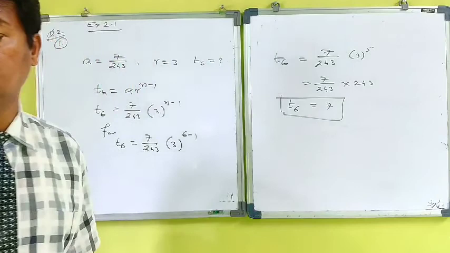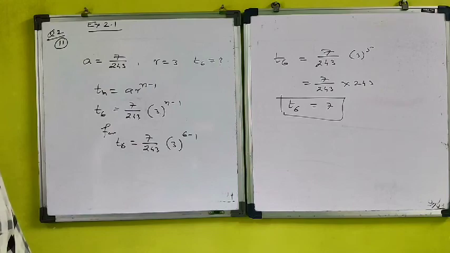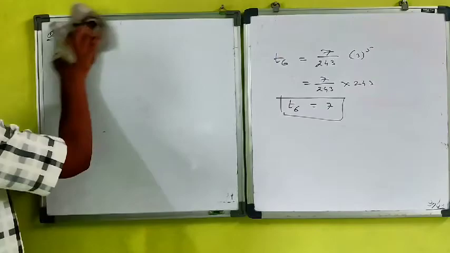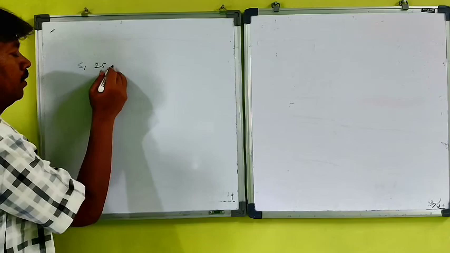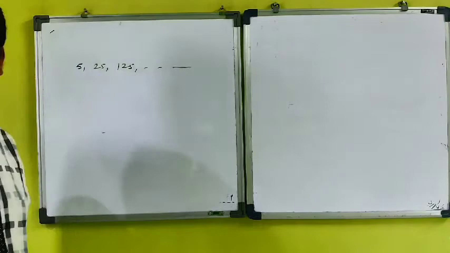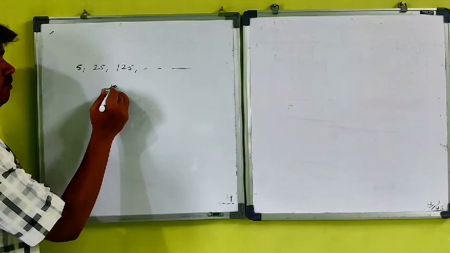Now the third question here: which term of the sequence 5, 25, 125 is 5 raised to 10? What is the term number of 5 raised to 10?